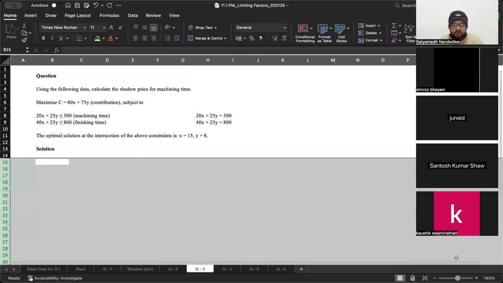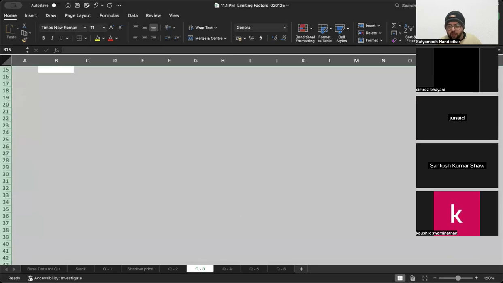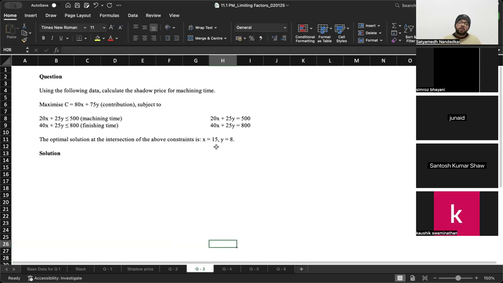Okay. This is, they want you to calculate the shadow price for machining time. Using the following data, calculate the shadow price for machining time. Maximize C equal to 80x plus 75y, which is the contribution, subject to 20x plus 25y less than or equal to 500, 40x plus 25y less than or equal to 800. The optimal solution lies at the intersection of the above constraints, that is x equal to 15 and y equal to 8. Your original two equations are 20x plus 25y.